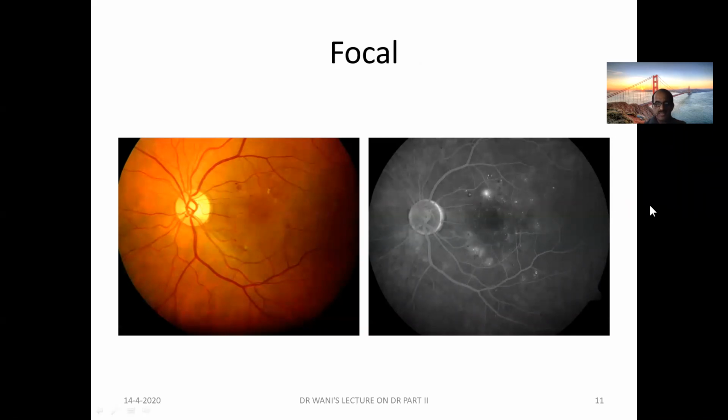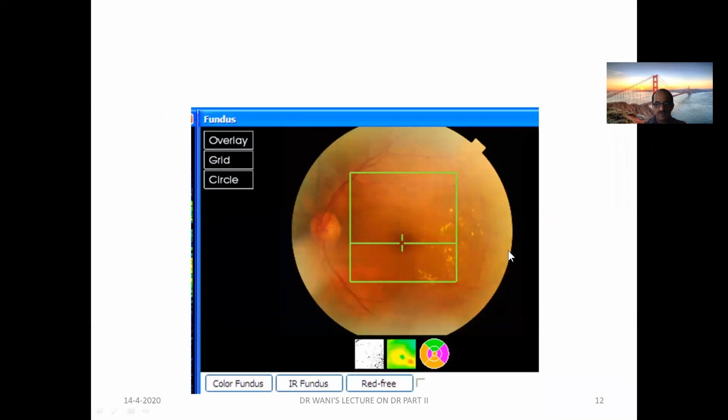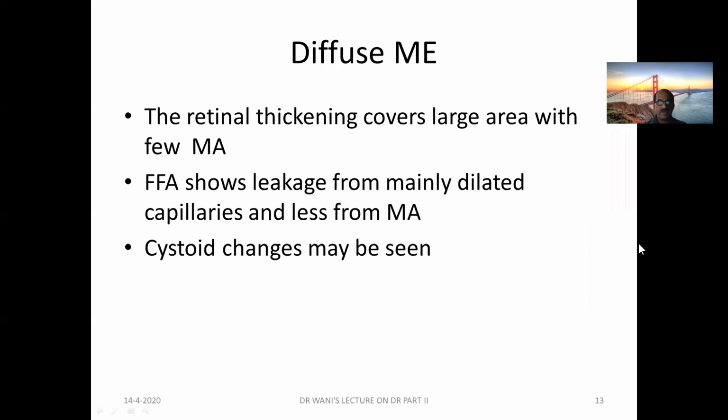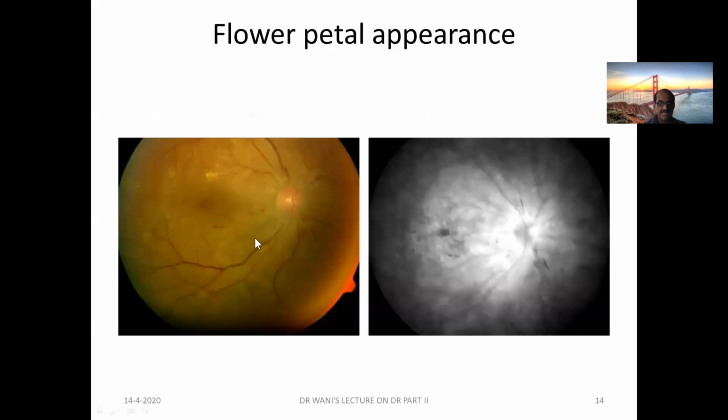Now, what is diffuse? This is another example of diabetic retinopathy with focal diabetic macular edema. The diffuse type has retinal thickening covering a large area with very few microaneurysms. Fundus fluorescein angiogram shows that the leakage mainly comes from dilated capillaries and less from microaneurysms. Actually, we may not be able to see where the leakage comes from, and we may be able to see cystoid changes. As in this case, there are hardly any hard exudates, but there is diffuse leakage here. And this is a late picture which shows a cystoid flower petal appearance, which shows cystoid macular edema in the macula.